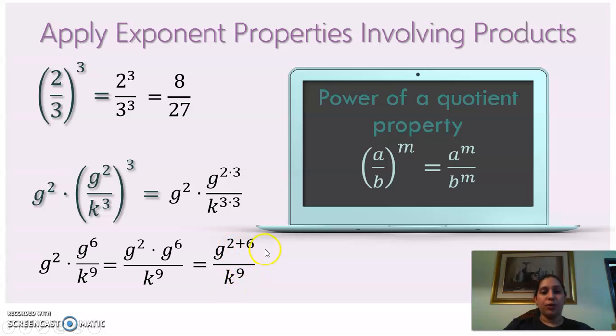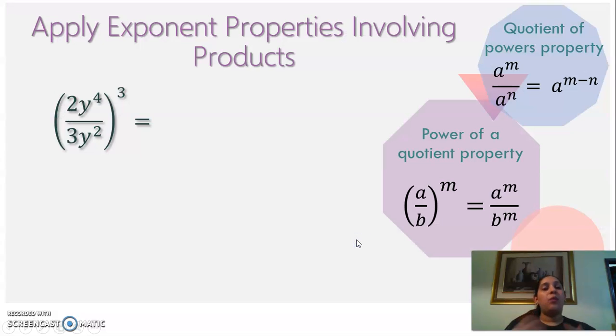How much is 2 plus 6? Well, this way my final answer will be g raised to the 8th power over k raised to the 9th power. Okay, let's make one more example, and with this one we're done. But in this example, we're going to involve the properties we learned today: the quotient of power property and the power of a quotient property.